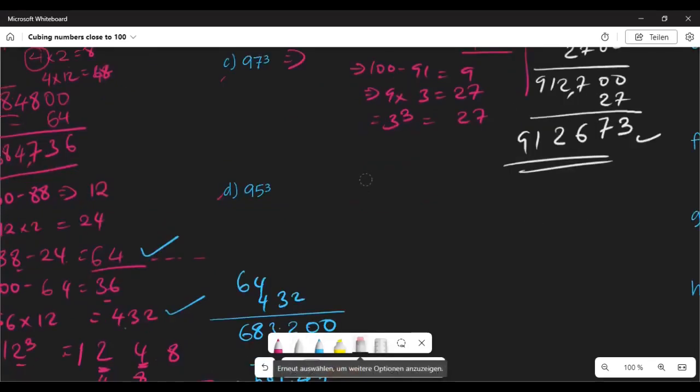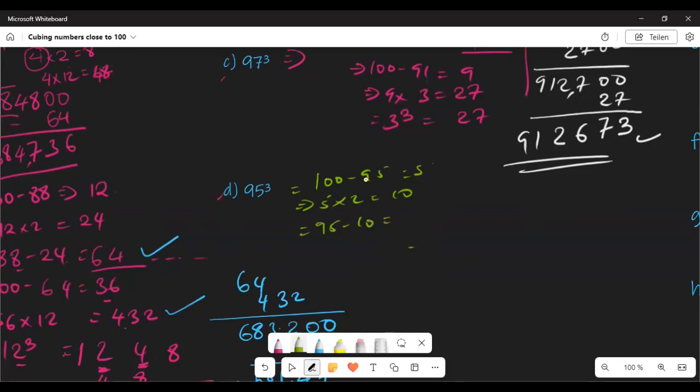The procedure is the same. So the first thing we're going to say, 100 minus 95 will give us 5. Then we're going to say what is 10? 5 times 2 gives us 10. We're going to go to 95 minus 10 will give us 85. So 85 will be the answer. That means we have 850 as our base answer.